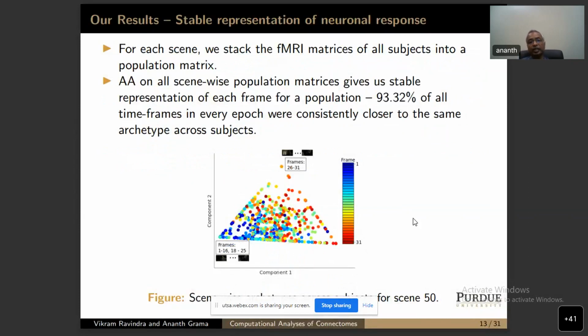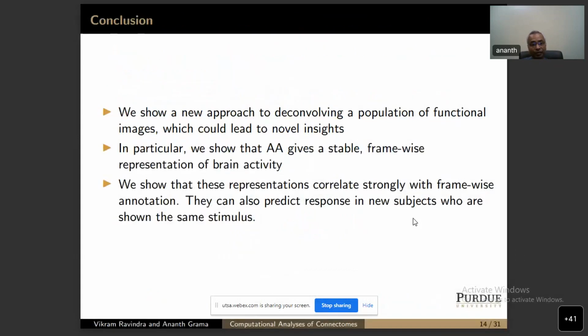The other question you might ask, once again, is how stable are these representations? And we show that these representations are actually very stable across individuals. So archetypal analysis on all scene-wise population matrices gives us very stable representations, in the sense that, in this case, 93.32% of all time frames in each epoch were consistently closer to the same archetypes across all subjects. In other words, all of us will demonstrate the same behavior. It's not that we have averaged something and we're using averages to play games here. No, we will all gravitate towards the same response pattern for all of these scenes, which is actually very, very cool. So this is a cool set of results.